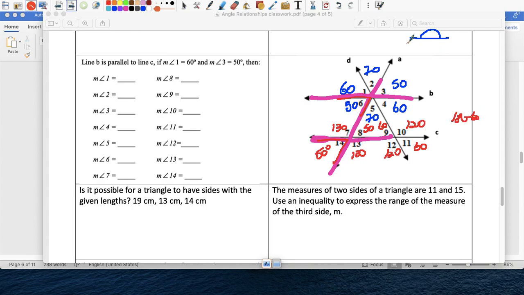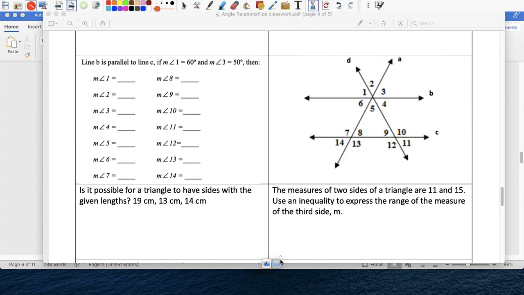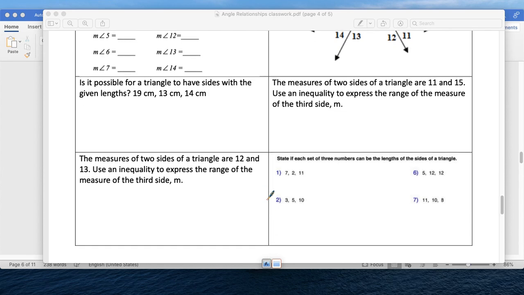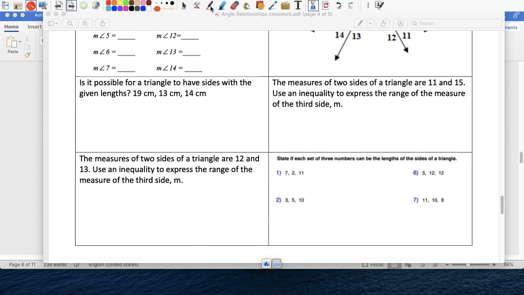Sorry about that. Is it possible for a triangle to have sides with the lengths 19, 13, and 14? So remember what we have to do. We have to see if the sum of any two sides is greater than the third side. Let's pick the first two sides: 19 plus 13, is it greater than 14? Another two sides: 19 plus 14, is it greater than 13? And the last possible pair is 13 plus 14. Is that greater than the third side, 19?